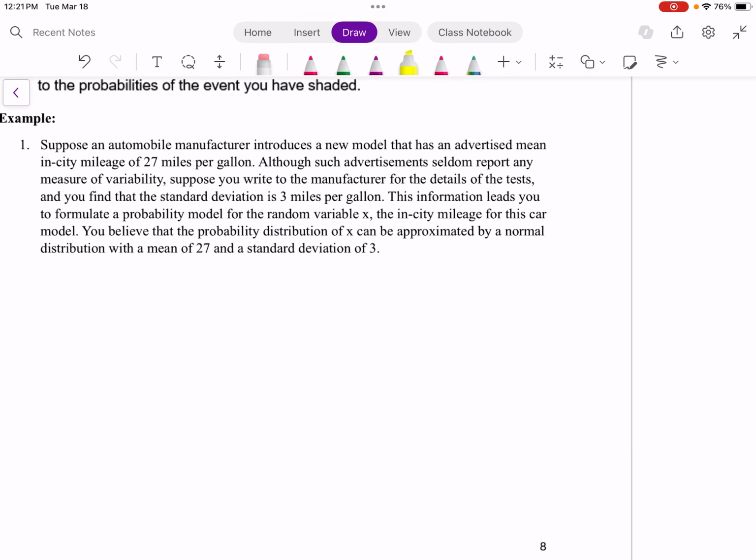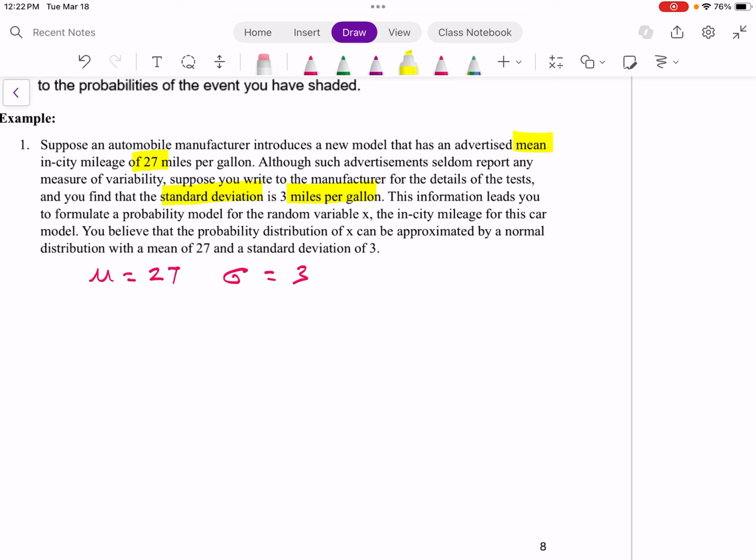Suppose an automobile manufacturer introduces a new model that has an advertised mean in-city mileage of 27 miles per gallon. So this is the mean here, 27 miles per gallon. Although such advertisements seldom report any measure of variability, suppose you write to the manufacturer for the details of the test and you find that the standard deviation is 3 miles per gallon. So our mean mu is 27, standard deviation is 3.